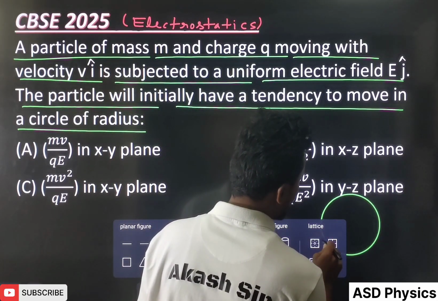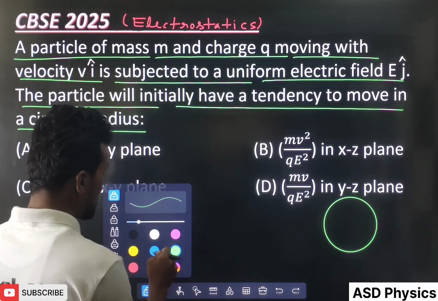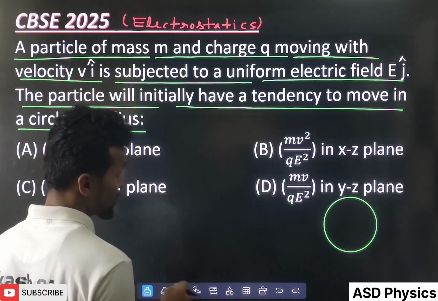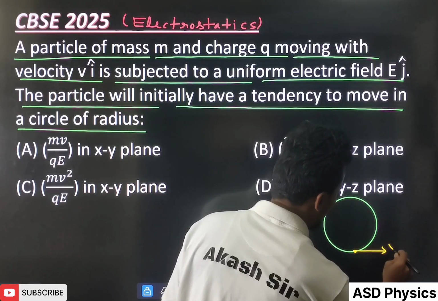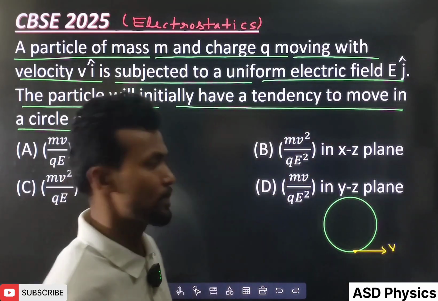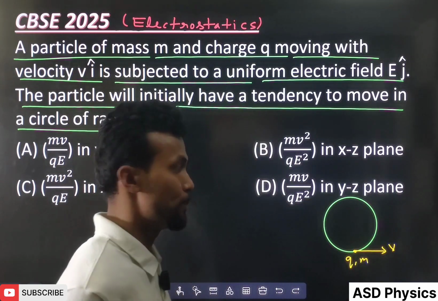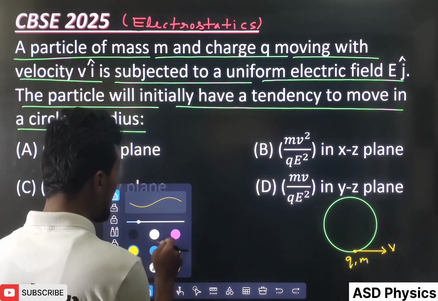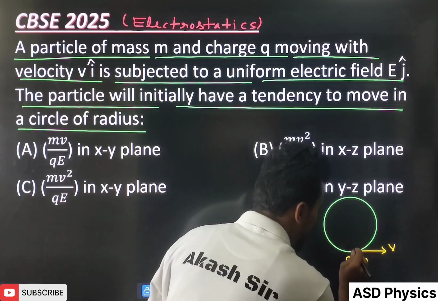Remember that here the charge particle will move in a circular path, and that I am just drawing here. This circular path is there, and this charge particle is having the velocity along the x direction, v i cap here. And here the charge is q and mass is m. And the electric field is acting in which direction? Along the y direction.